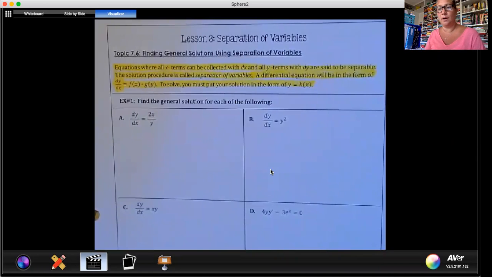You are going to put all your y's dy's on one side, all your x dx's on the other side. Then you're going to take the antiderivative of both sides. And for some, you're going to find the general solution, and for some, you're going to find the particular solution.